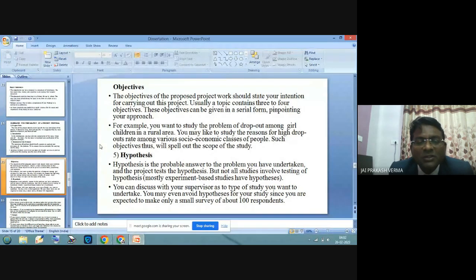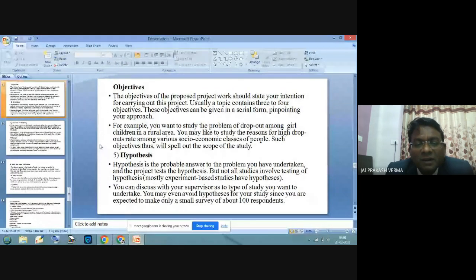Not every study involves testing the hypothesis. You can discuss with your supervisor the type of study you want to undertake. You may even avoid a hypothesis for your study since you are expected to make only a small survey of about 100 respondents. There is no need of 200, 500 samples. Suppose in a village there are 100 households, and in each household 5 people, so the total number is 500. You can study only one-fifth of the total population, which is 100. So 100 respondents are sufficient.